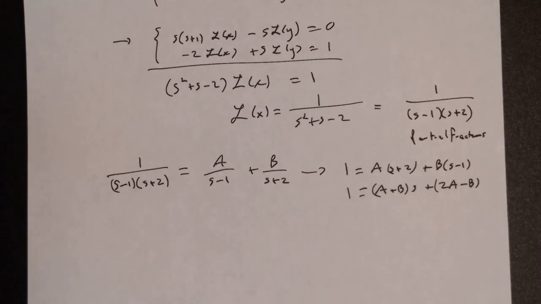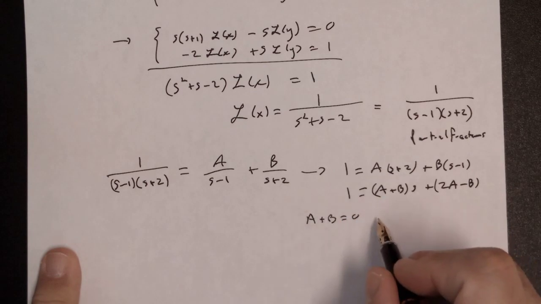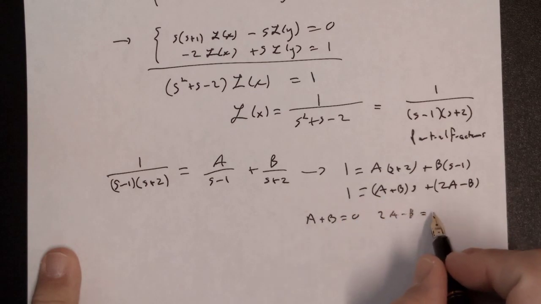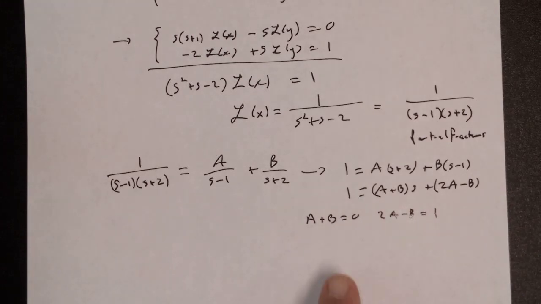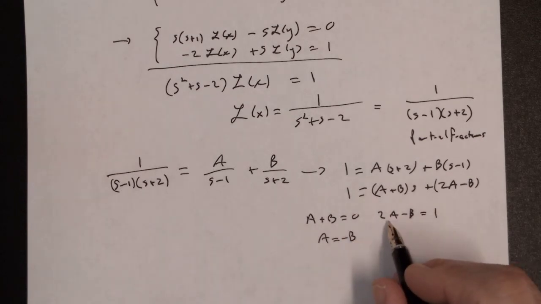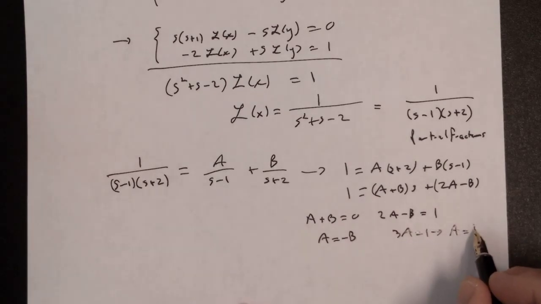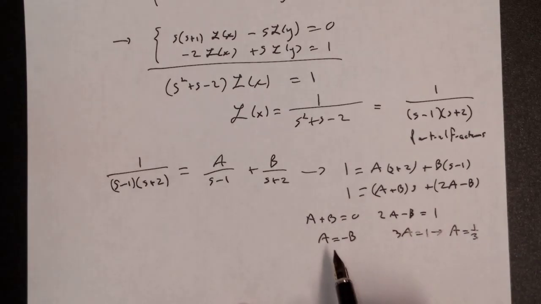Please notice I end up with another set of simultaneous equations to solve. I have to solve A plus B equals 0 and 2A minus B equals 1. But this says that A is equal to negative B. So if I put that in here, I get 3A equals 1. So A is 1/3. And then that gives me B equals negative 1/3.